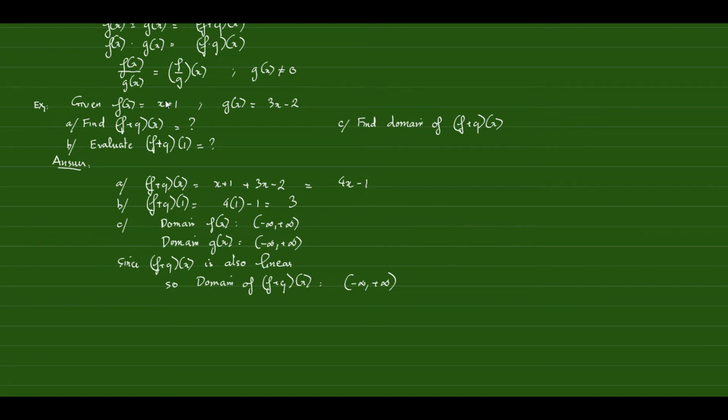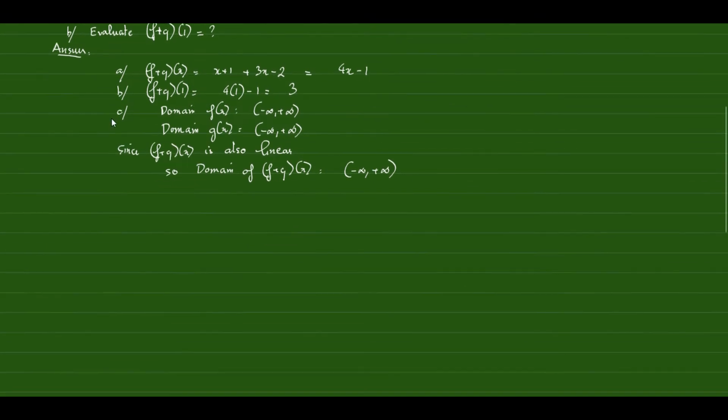What if you have over here a quadratic and over here a radical? Then of course the domain will be different. It's not from negative infinity to positive infinity. In that case, you gotta investigate the domain of the sum after you add it, or the domain of the subtraction of the functions after you subtract it. Now let me give you another one. For example, I have this.